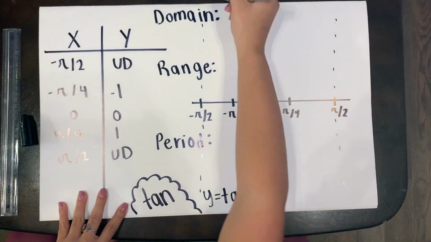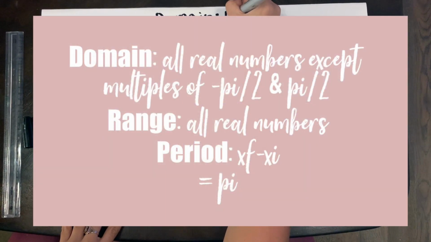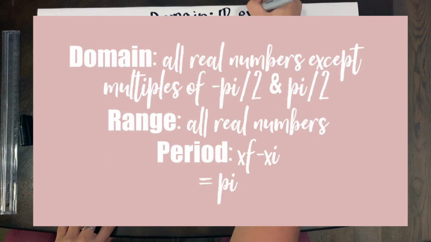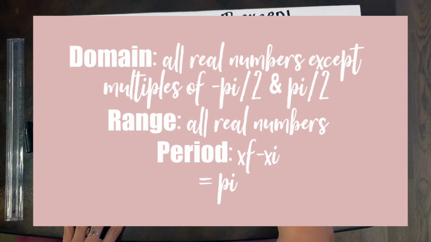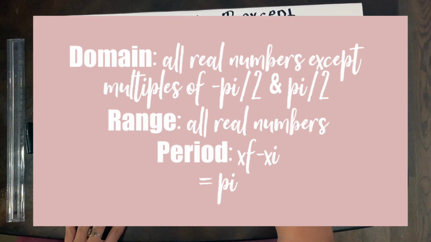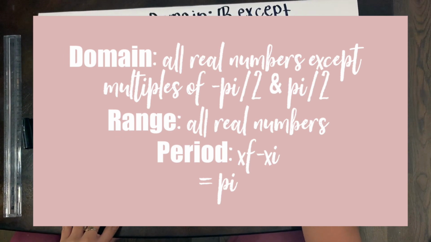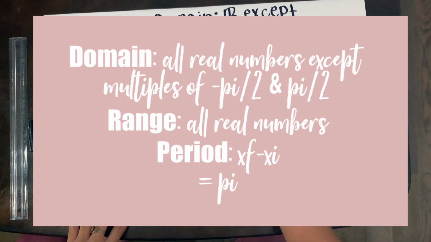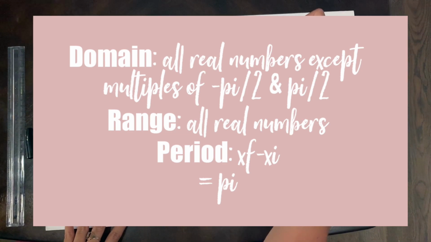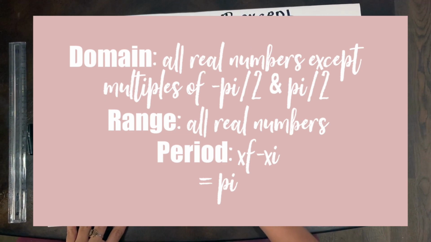Now we will find the domain. The domain is all real numbers except for multiples of negative pi over 2 and pi over 2, because those values are undefined. The range is all real numbers because tan will go on infinitely upwards in y values. The period is xf minus xi, which is pi. This means that pi is how long it takes for one cycle of tan to be completed.